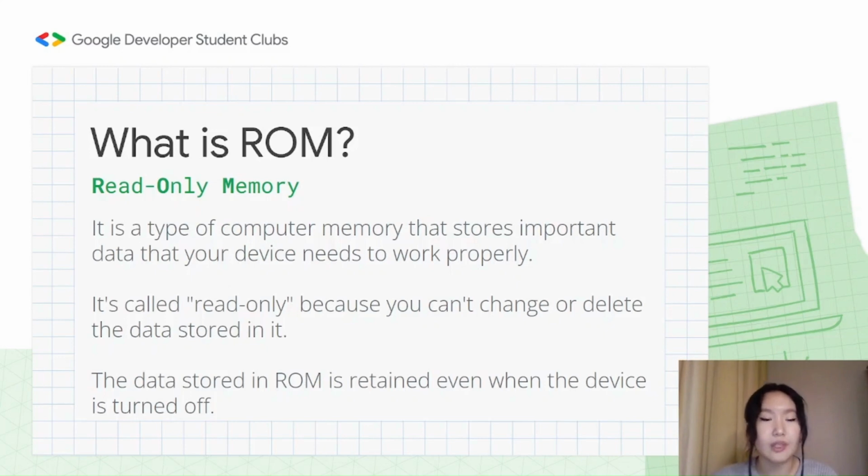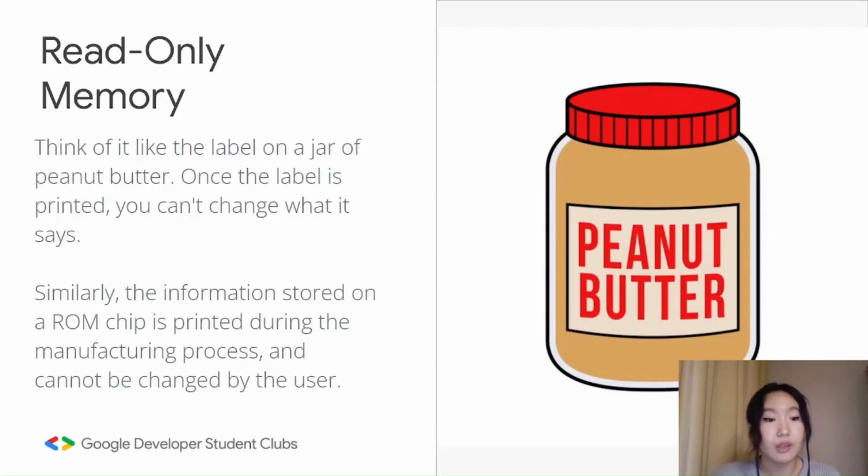So what does this mean? You can think of it as like a label on a jar of peanut butter. When peanut butter is going through the manufacturing process and the nutrition facts or the label or the brand is printed, afterwards you can't change what it says. So in a similar manner, the information stored on a ROM chip is printed during the manufacturing process, and after it can't be changed by the user.